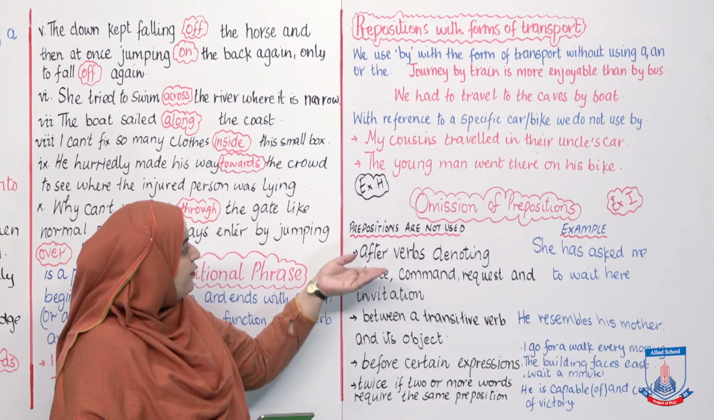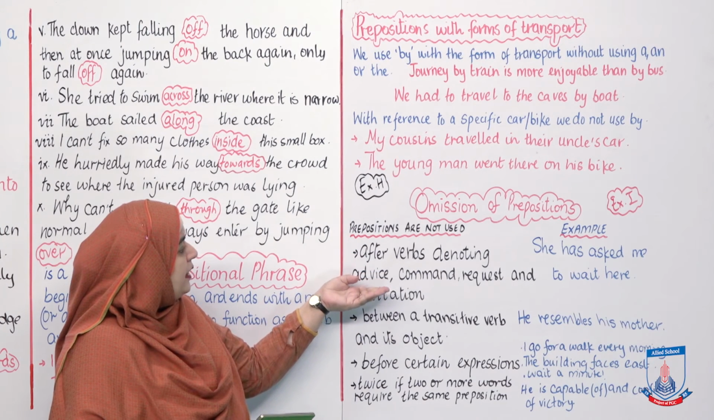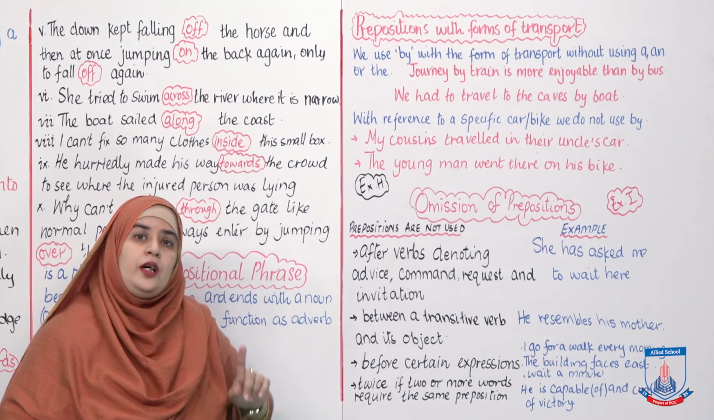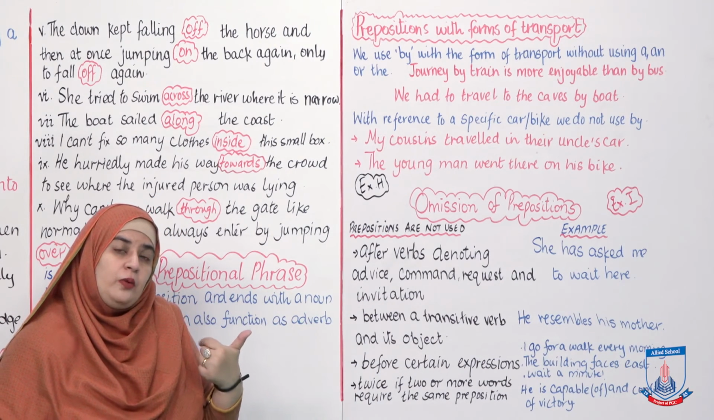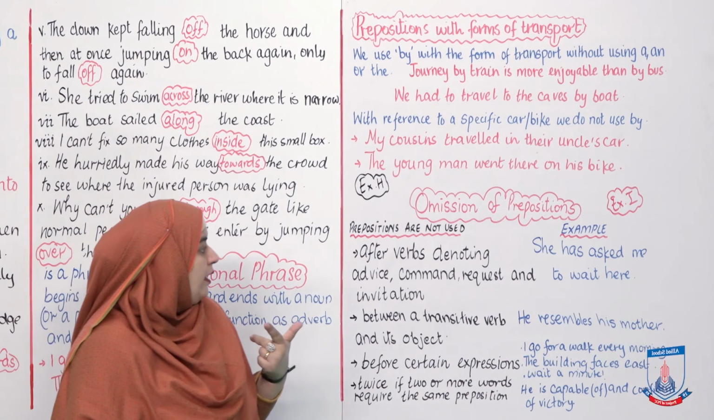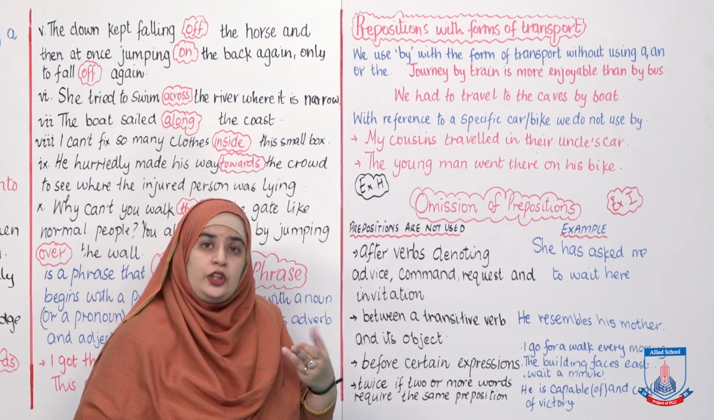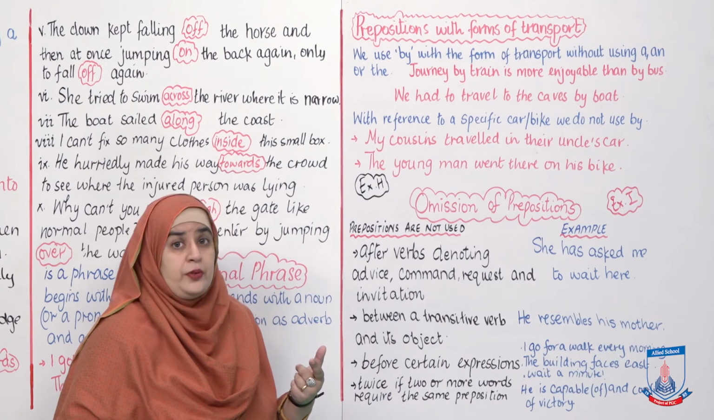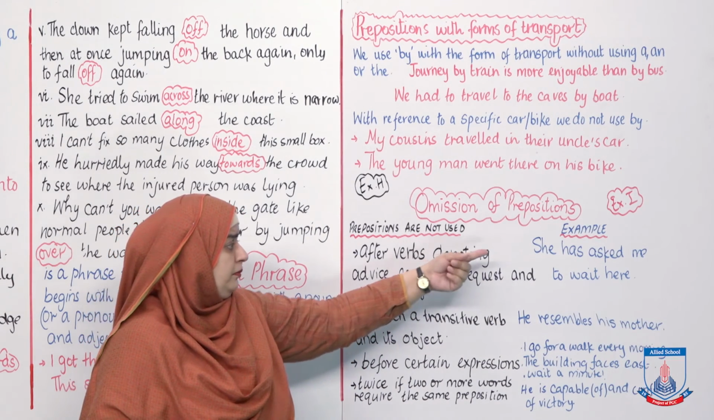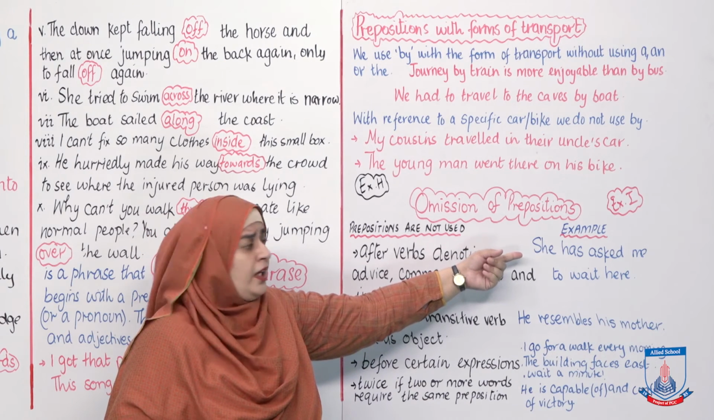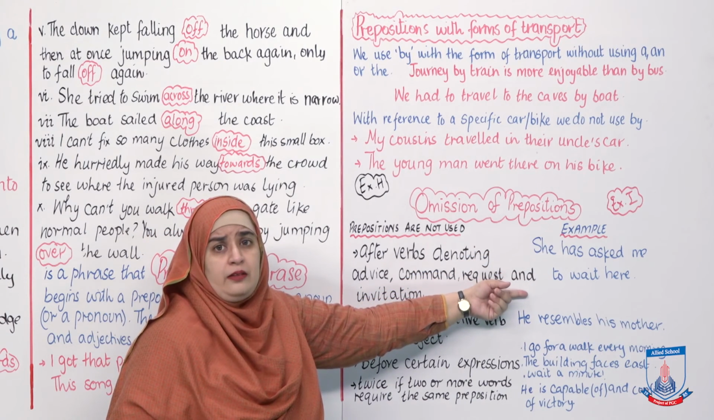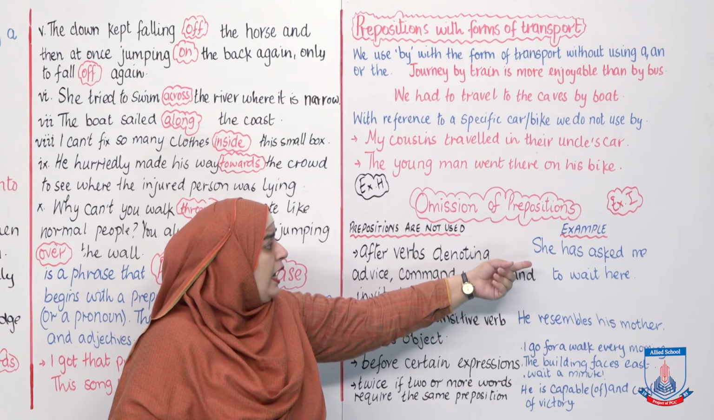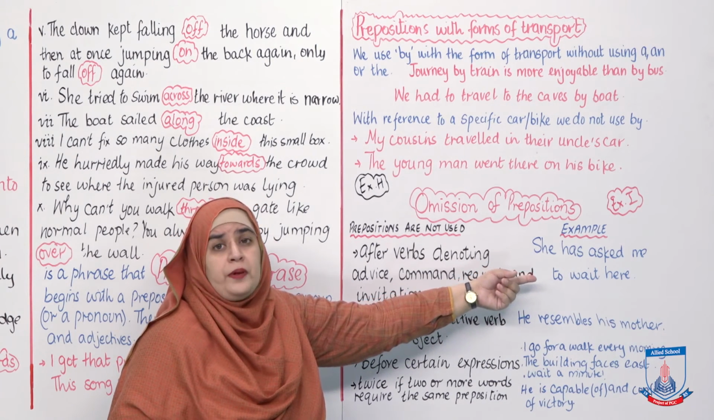Right? After verbs denoting advice, commands, requests and invitation, वो verb जो आपको कमांड दे रहे हो, एडवाइस दे रहे हो, या रिक्वेस्ट कर रहे हो, या इनविटेशन दे रहे हो, उन तमाम verbs के आखिर में आपने preposition नहीं लगानी. Example है, she asked me to wait here. ठीक है, asked के बाद कोई preposition नहीं है.